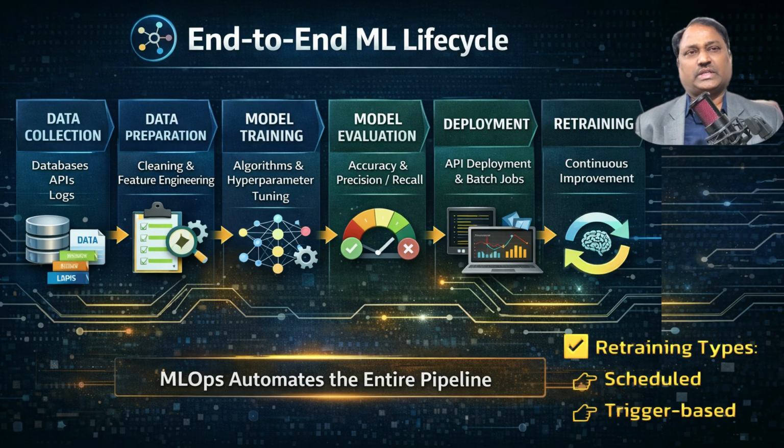Retraining. When performance drops, we retrain the model using new data. Retraining types are scheduled retraining. Here, models are retrained at fixed time intervals using updated data.